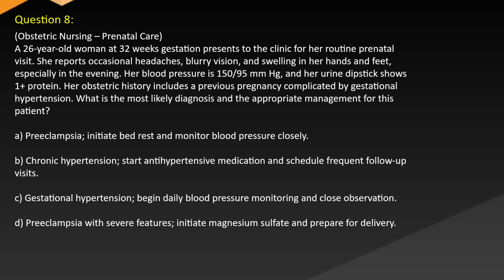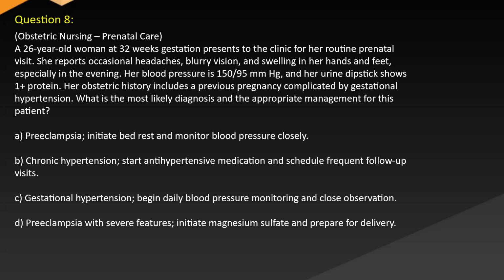A 26-year-old woman at 32 weeks gestation presents to the clinic for her routine prenatal visit. She reports occasional headaches, blurry vision, and swelling in her hands and feet, especially in the evening. Her blood pressure is 150/95 mm Hg and her urine dipstick shows 1+ protein. Her obstetric history includes a previous pregnancy complicated by gestational hypertension. What is the most likely diagnosis and the appropriate management for this patient?